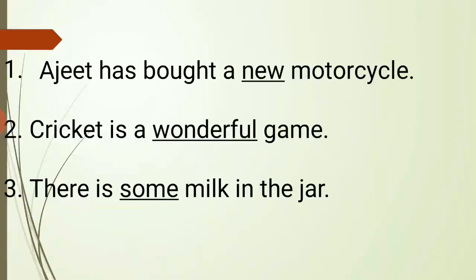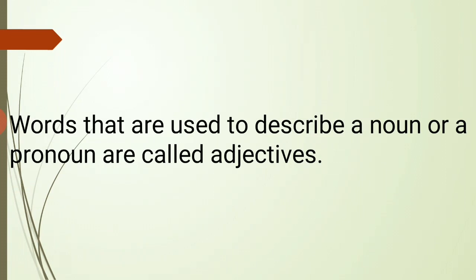So these words describe the noun or pronoun, or you can say that they give some information about it. What kind of a motorcycle is it? New. What kind of a game is it? Wonderful. How much milk is there in the jug? Some. So of course they are giving some additional information about the nouns, that is motorcycle, game and the milk. So they are called adjectives. An adjective is a word that describes a noun or a pronoun or adds to its meaning.